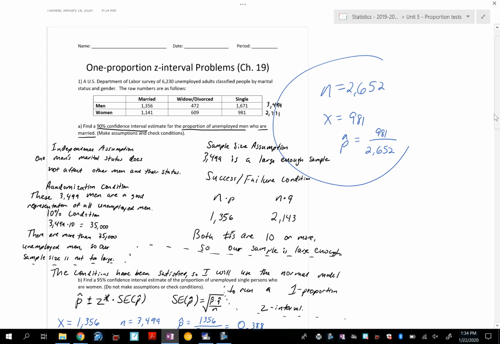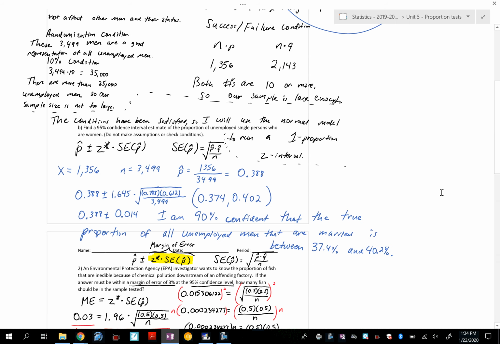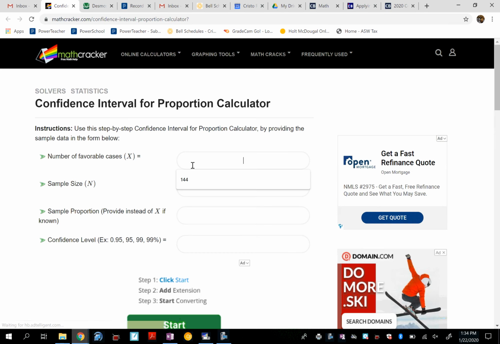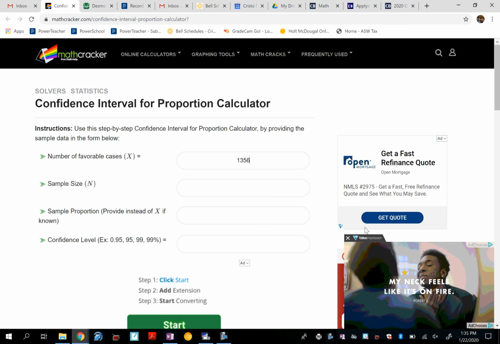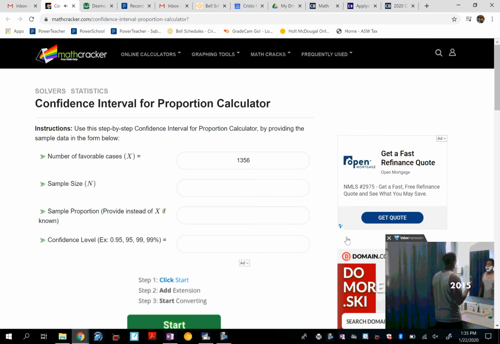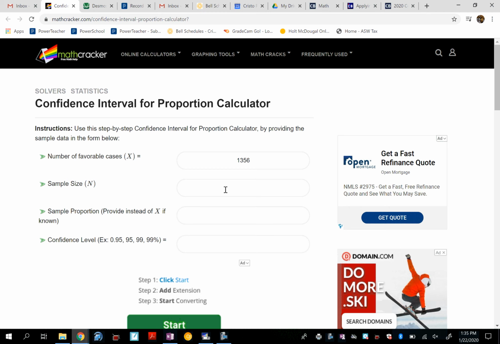Why don't I go to my mechanics? Do you see my mechanics in blue, the 1356 for X? So I'm going to type that in. Type in 1356. I'm pretty sure it doesn't work if you put commas, so don't put commas. And just keep closing the ads. And don't click the ads. I don't know what it'll do.